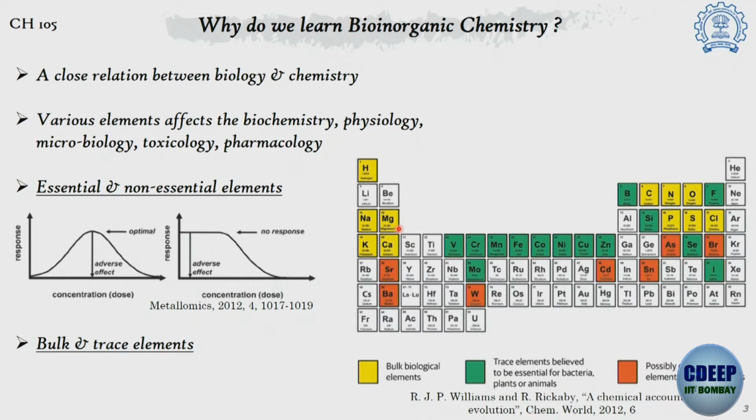Whereas some of the other elements, especially the first row transition elements shown in green, are needed only at a very low concentration, and that is known as the trace elements. That means they can affect biology at a very low concentration, whereas the yellow ones mostly play the role of the structural part for biology. They are used in a very high concentration. They are known as the bulk elements.